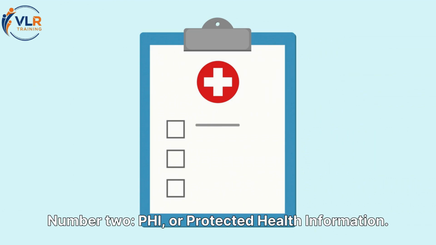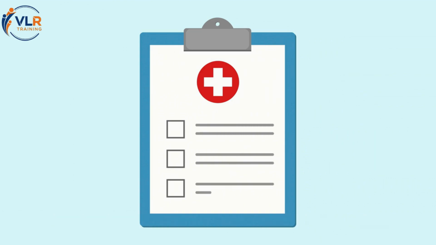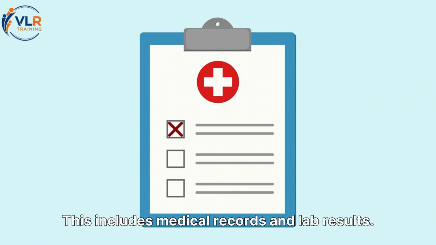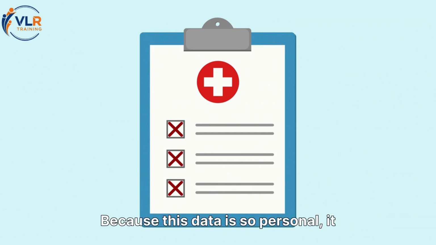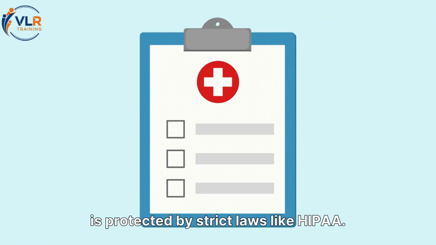Number 2, PHI, or Protected Health Information. This includes medical records and lab results. Because this data is so personal, it is protected by strict laws like HIPAA.